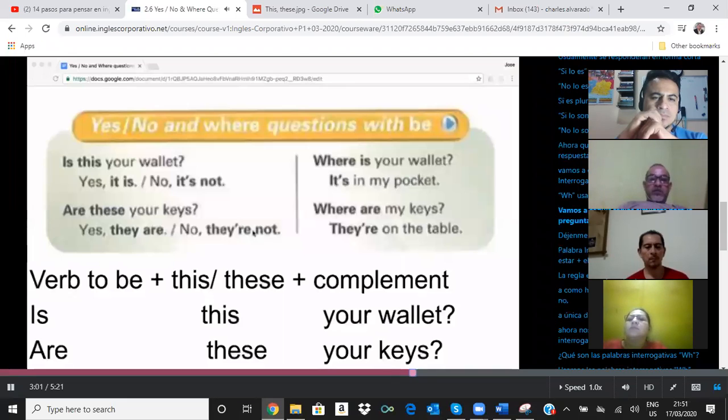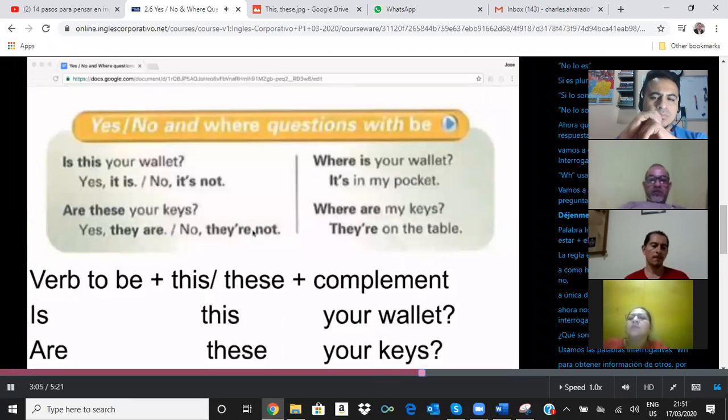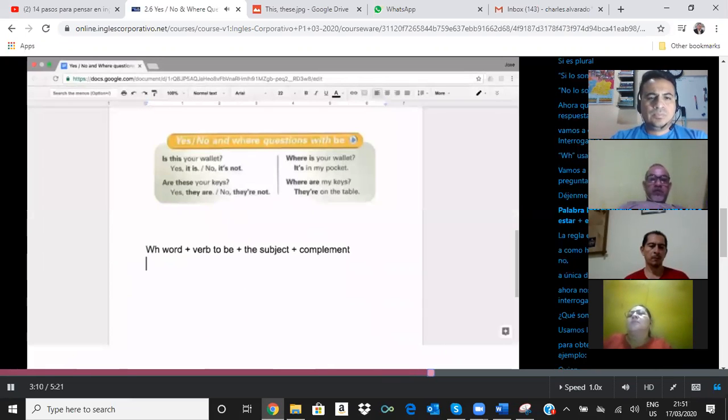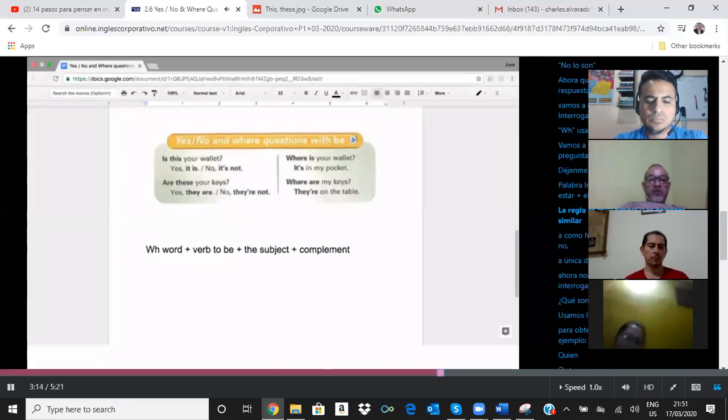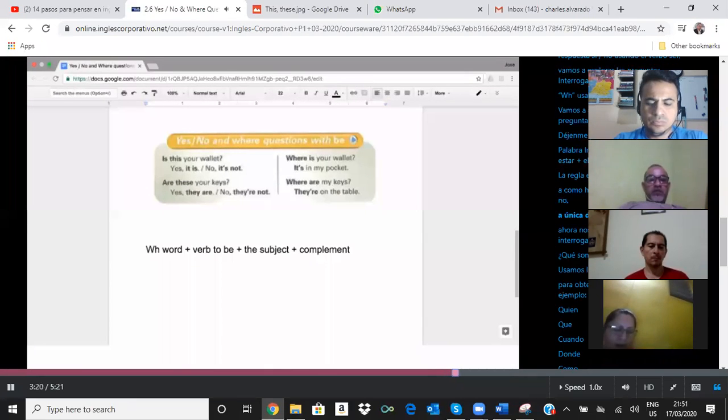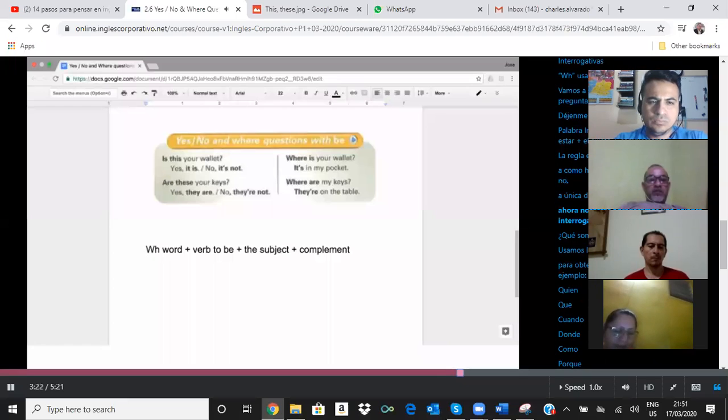We're going to follow a similar rule for WH questions. Let me go ahead and put that on the screen. WH word plus verb to be plus subject plus complement. The rule is very simple and is quite similar to making yes or no questions. The only difference is that now we are adding a WH word.